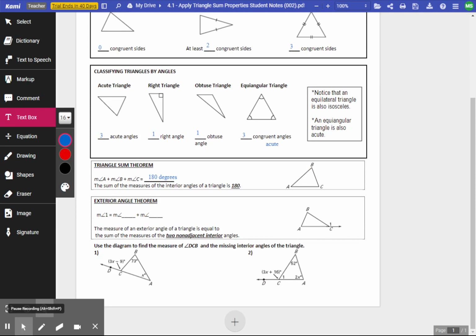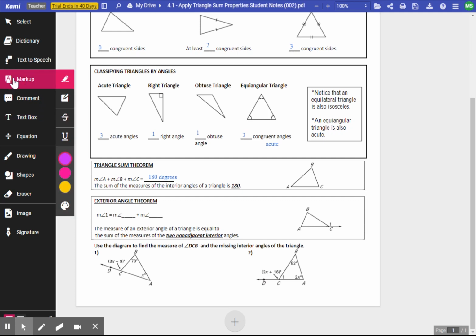Okay, and now we come to this theorem about the exterior angle of a triangle. Angle 1 is shown as an exterior angle right now, and we know it's supplementary to the angle that it's right next to, but this theorem talks about its relationship to angles A and B.